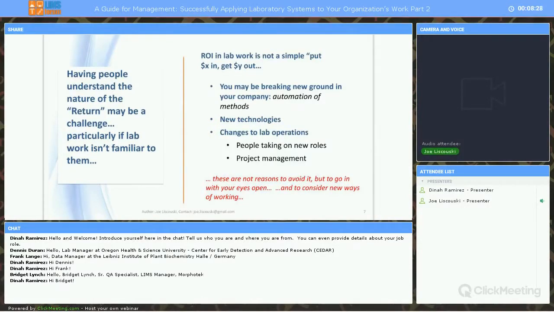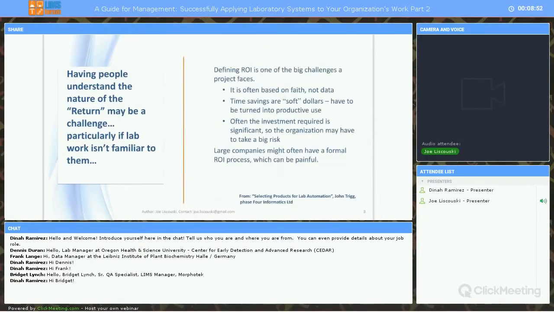In order to achieve your investment goals in laboratory work, you may find that you'll be breaking new ground in your company, such as automation of methods, dealing with new technologies, making changes to lab operations, which includes people taking on new roles, such as project management. These are not reasons to avoid the work, but to go in with your eyes open and consider new ways of working.